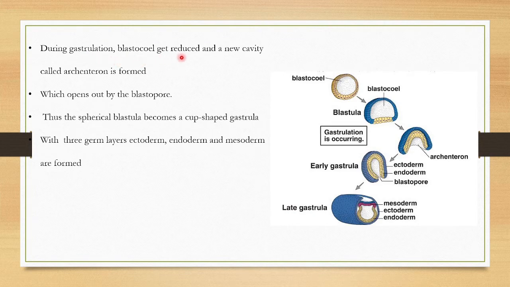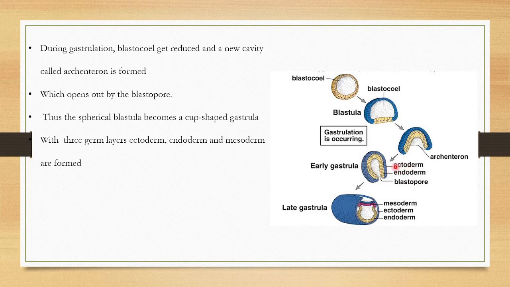During gastrulation, the blastocoel gets reduced and a new cavity called the archenteron is formed. അപ്പോൾ ബ്ലാസ്റ്റുലയിൽ കാണുന്ന ക്യാവിറ്റിയാണ് ബ്ലാസ്റ്റോസീൽ എന്ന് പറയുന്നത്. This one is the blastocoel. അത് പിന്നീട് കൺവേർട്ട് ചെയ്തിട്ട് it becomes another cavity called the archenteron, which opens out by the blastopore. This cavity is called the archenteron.